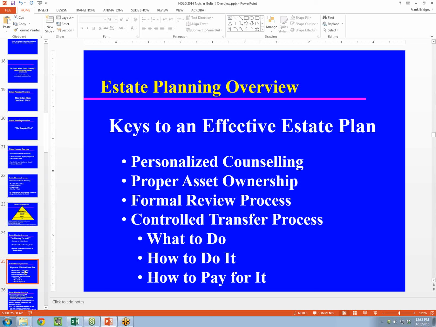The second most important thing is proper asset ownership. And by that I mean if you have a personalized plan, a set of instructions you've put together about what you want to have happen, but your assets are not owned consistently with what the plan is designed to do, then the plan doesn't work.